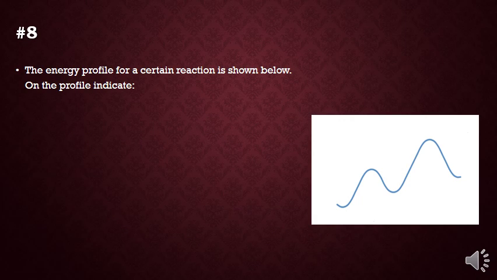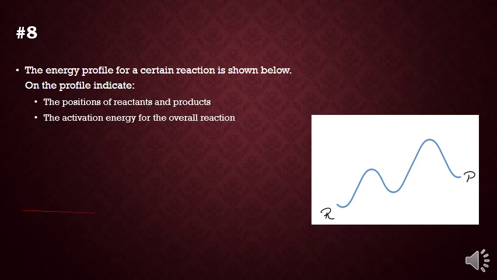This problem asks if you understand how to read the graphs. So first we have to put reactants and products on here. Reactants I'm just going to label with an R, products with a P. Activation energy for the overall reaction: if I could draw a straight line, I would. I'll do my best. There we go. And that's where the activation energy would be for the overall reaction.